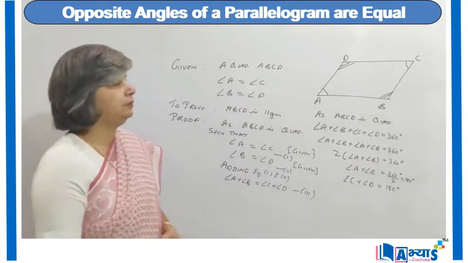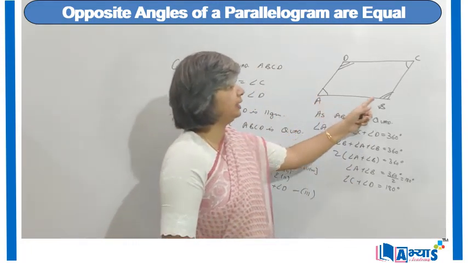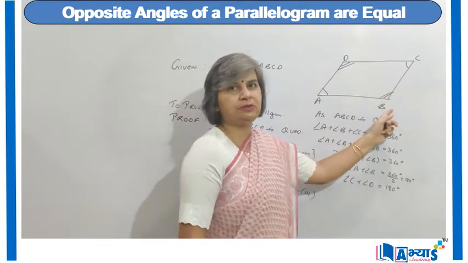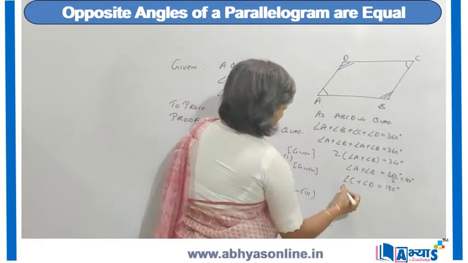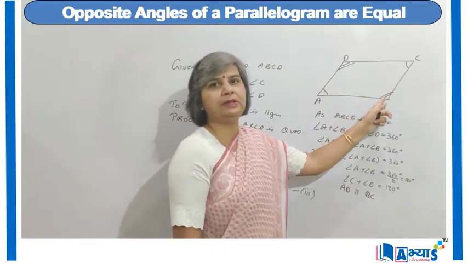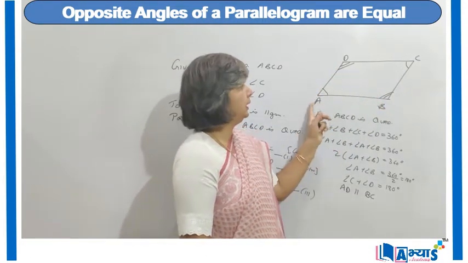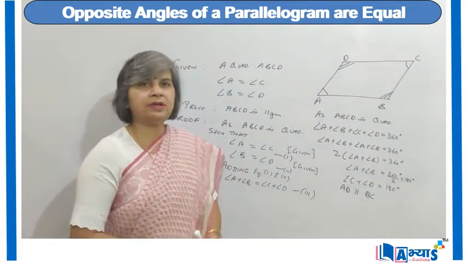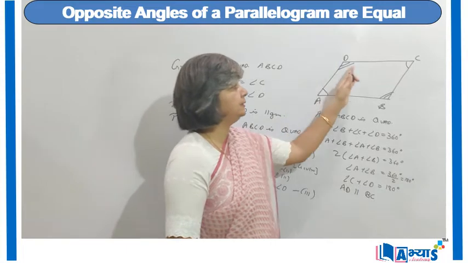Now angle A and angle B are co-interior angles, when AD and BC are the straight lines and AB is the transversal. As their sum is equal to 180 degree, so we can say that AD is parallel to BC because angle A plus angle B is equal to 180 degree. They are co-interior angles when AD and BC are straight lines and AB is the transversal, so as their sum is equal to 180 degree, the lines are parallel and AD is parallel to BC.